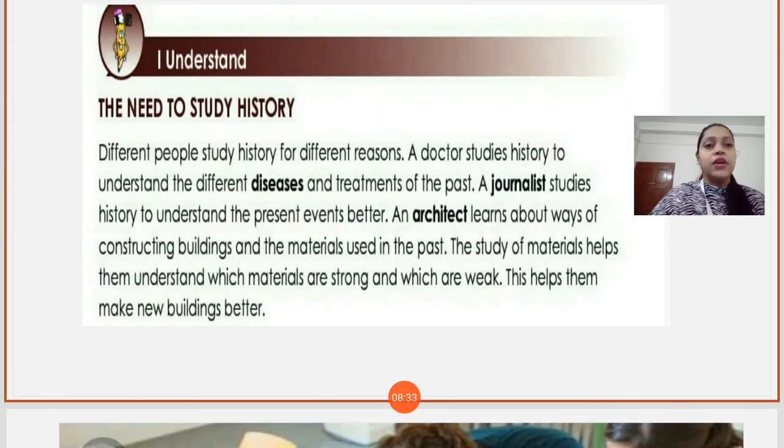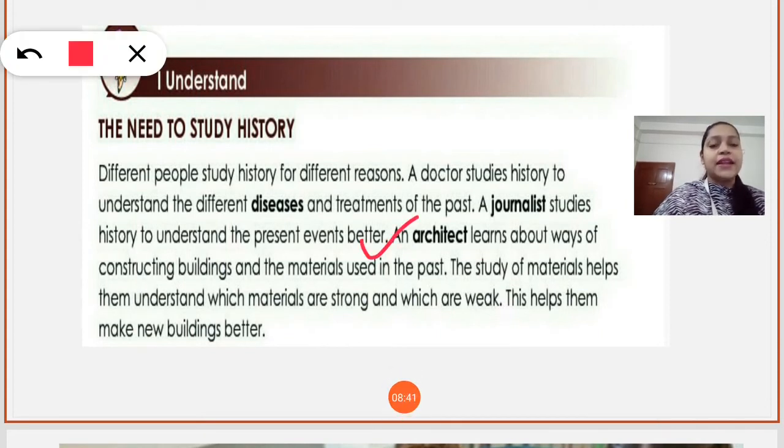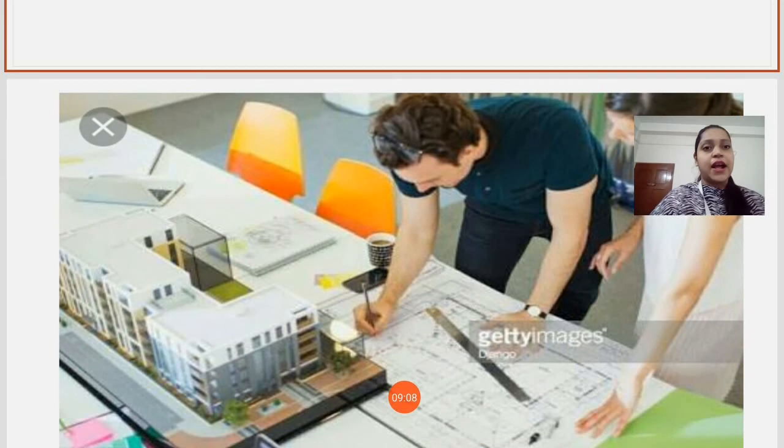Okay children, then we have an architect. Okay, last here an example is given. An architect, why does he need to study? An architect is a person, you all know, who constructs buildings, who makes a plan of the buildings. And why does an architect need to study history? An architect learns about ways of constructing buildings and materials used in the past. Okay, so he needs to study history so that he can understand what are the various ways of constructing buildings and the materials used in the past. Okay children, so here we can see a picture of an architect.